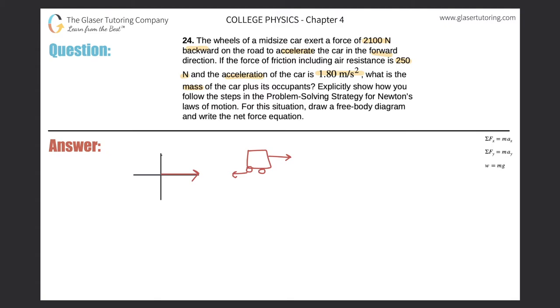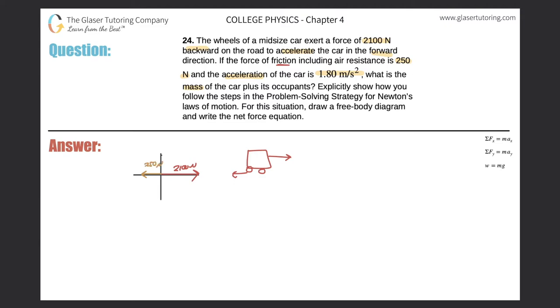It's a minor thing. You probably wind up getting the question right anyway, assuming that you place the frictional force in the opposite direction. But I just want to be clear about that. So this is the 2100 newtons. Then it says there is an air resistance, a friction, of 250 newtons. That opposes motion. Remember, friction always opposes the motion. So this is going to be 250 newtons.